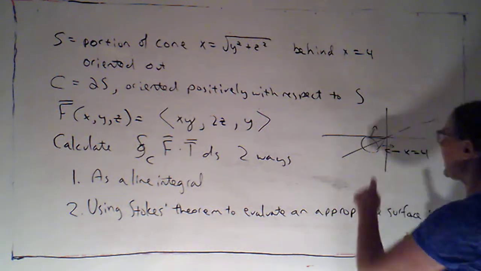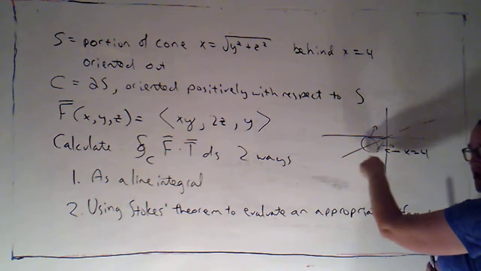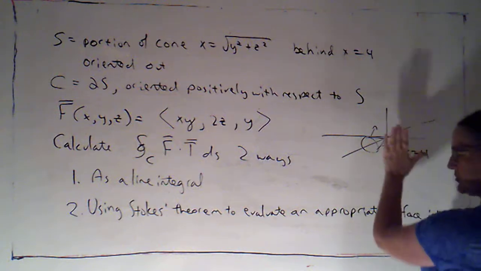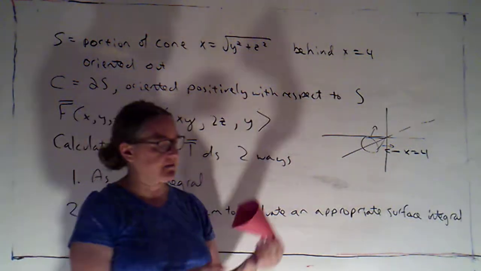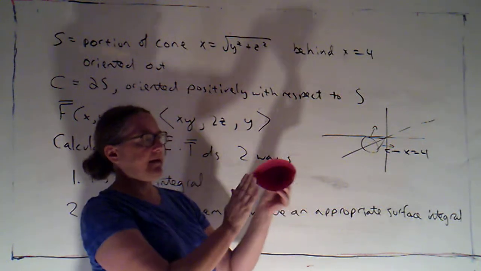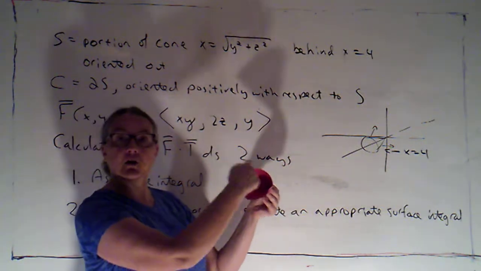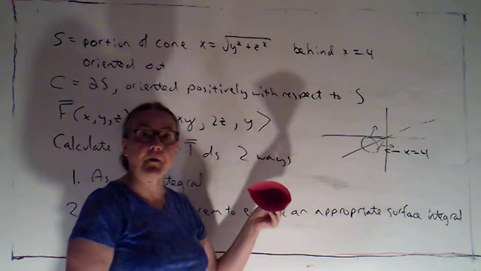Okay, so I can see that C is just a circle that I'm looking at straight on. It's maybe easier if I actually take this model of a cone. So we'll say that this right here is that circle in the plane x equals 4.